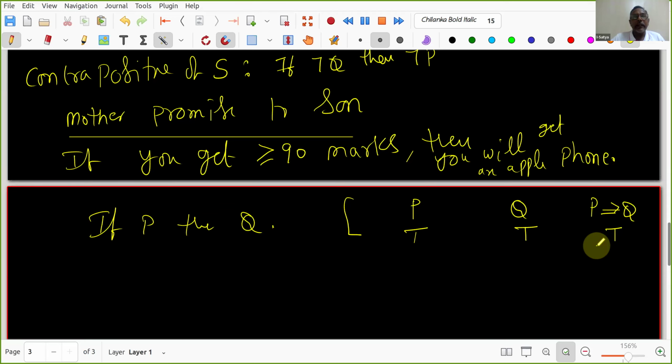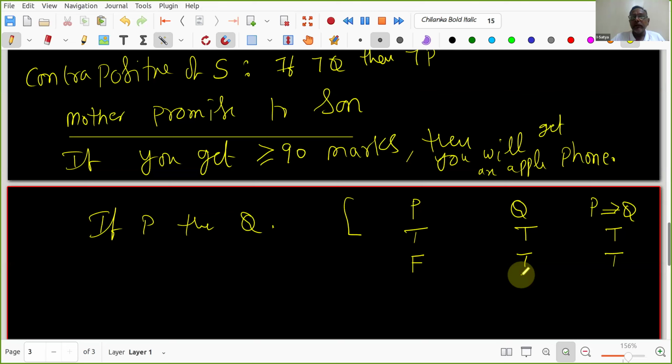Greater than or equal to 90 marks came, and the phone also got, okay, Apple phone. Then the promise has happened, right? It is true. The promise is true, right? Okay. So it did not get 70, but it is true. Still the promise is not violated. Still no issue, right?